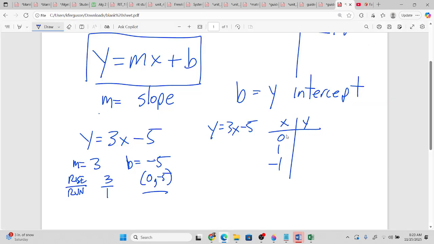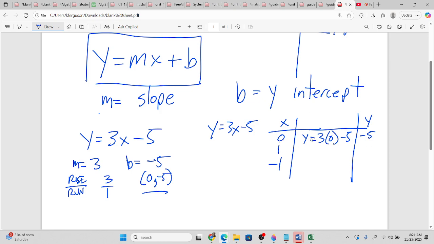Okay, so let's get rid of that. So for this one, I picked 0, 1, and negative 1. So my first equation, y equals 3 times 0 minus 5. And then I would just simplify that. 3 times 0 is 0, and 0 minus 5 is just minus 5. So y would equal minus 5. So that would be my first point, 0, negative 5.